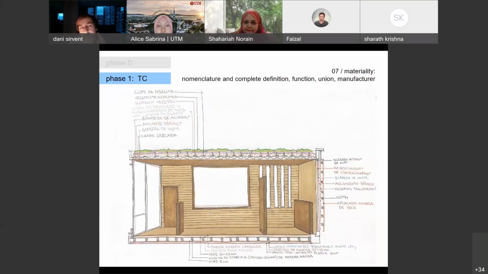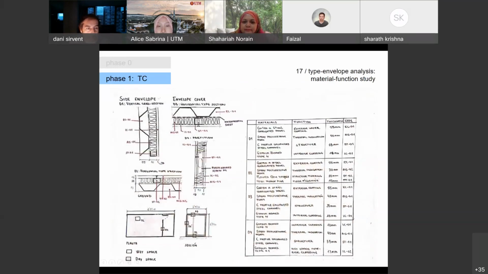In the fifth week, we talk about technology. Technology, materials, systems, function, unions, manufacturers, and so on. This is a beautiful section of one project. We show all the elements, the structural elements and the finishing elements of this process. We make this kind of study where we study different types in a table where we talk about materials and the function of these materials, because we use what we call multi-layer systems. So we need to study what function every layer has.